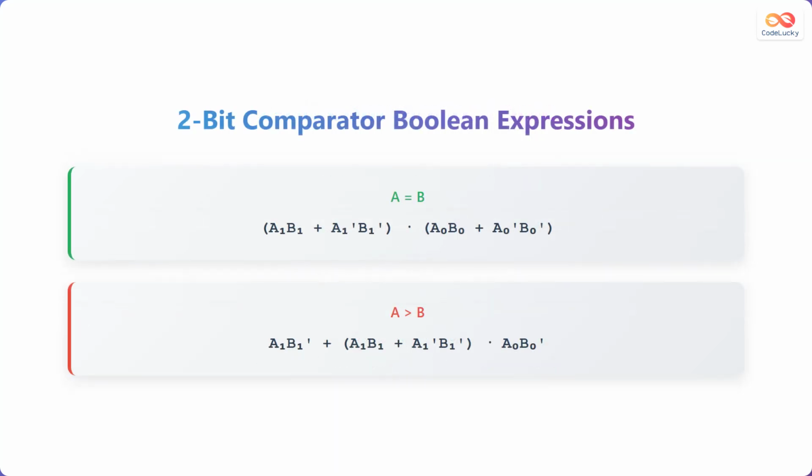Here are the Boolean expressions for a 2-bit comparator. For A equals B, the expression is (A1B1 plus A1'B1') multiplied by (A0B0 plus A0'B0'). For A greater than B, the expression is A1B1' plus (A1B1 plus A1'B1') multiplied by A0B0'.